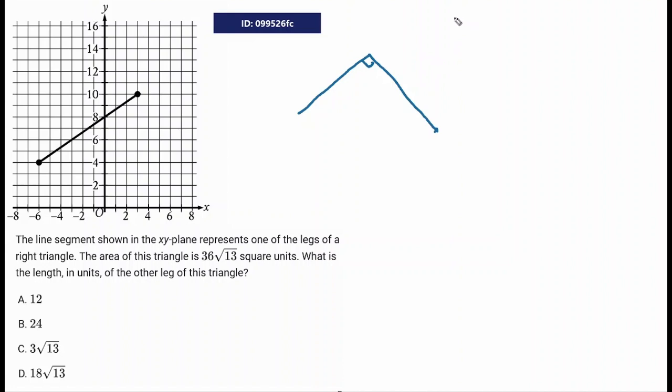So what's the area of a triangle? It's half of base times height. And ETS tells you what that area is. It's 36 root 13. So to solve this problem, you need the base and the height. And particularly, you're looking for this leg right here, which is either the base or the height.